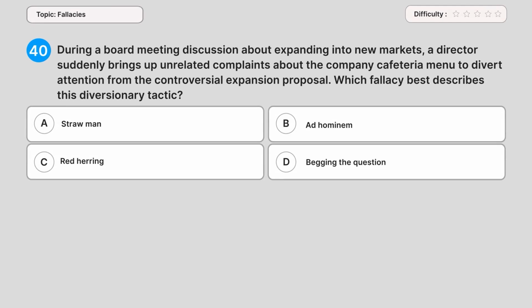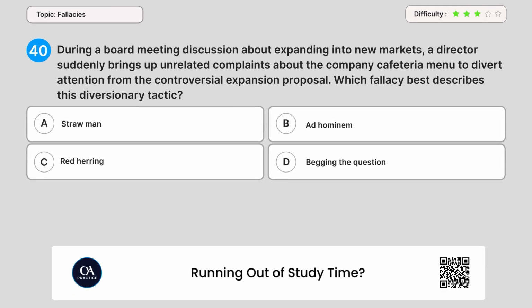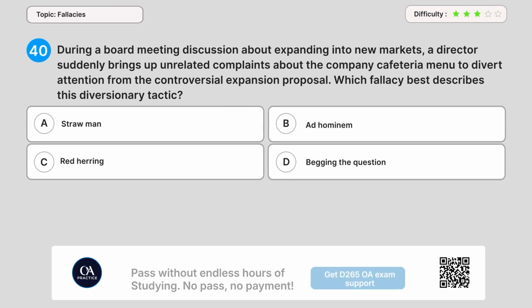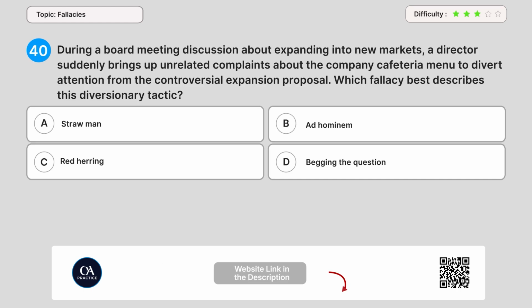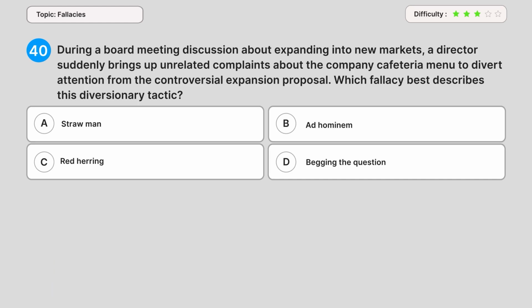40. During a board meeting discussion about expanding into new markets, a director suddenly brings up unrelated complaints about the company cafeteria menu to divert attention from the controversial expansion proposal. Which fallacy best describes this diversionary tactic? A. Strawman. B. Ad hominem. C. Red herring. D. Begging the question.